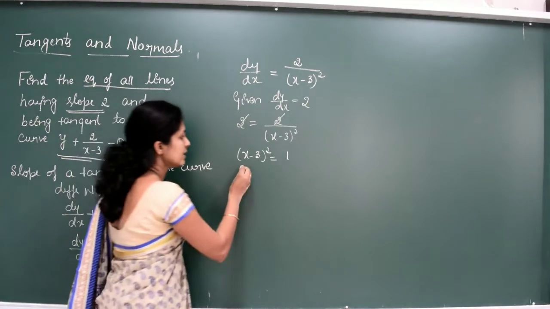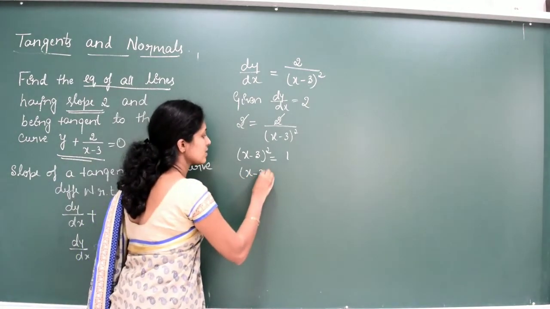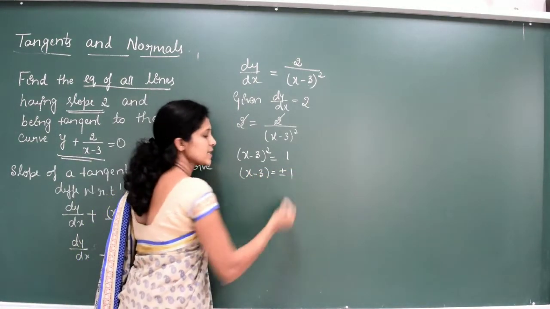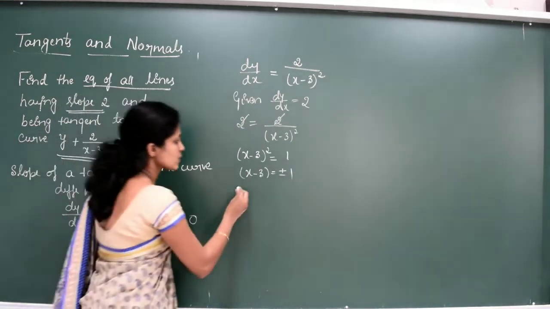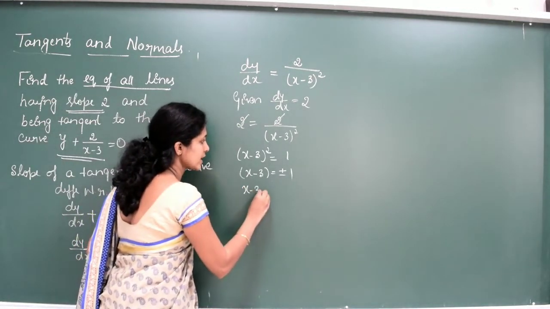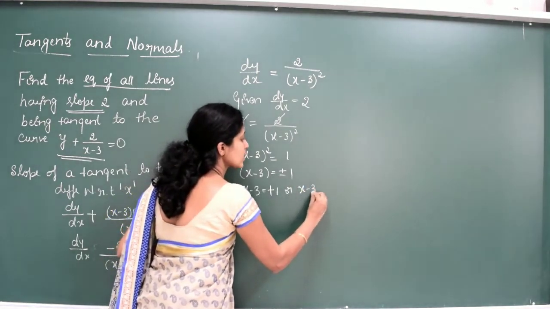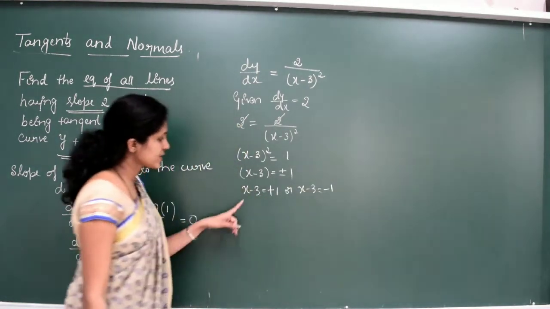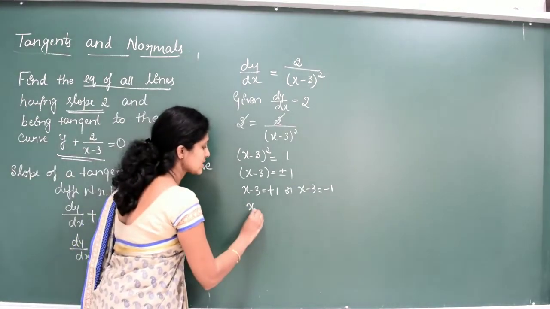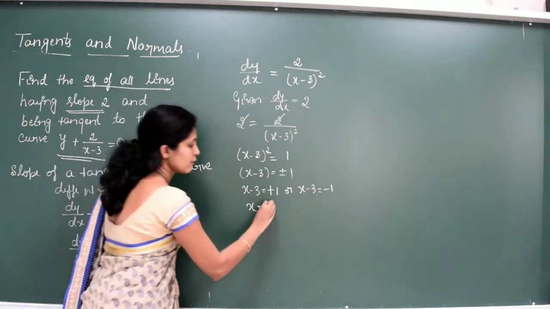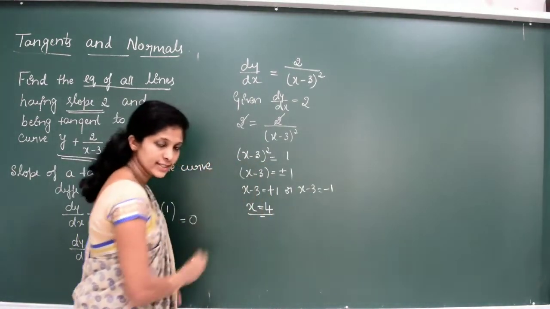Now if I take the square root, x minus 3 is equal to plus or minus 1, right? So the possible values are x minus 3 is equal to plus 1 or x minus 3 is equal to minus 1. If it is x minus 3 is equal to plus 1, x is equal to 1 plus 3, which will be 4, right?